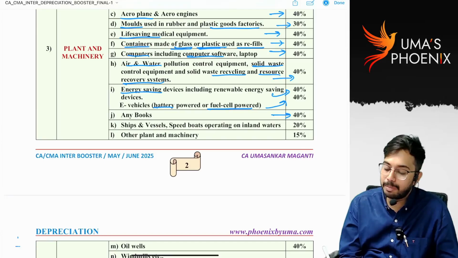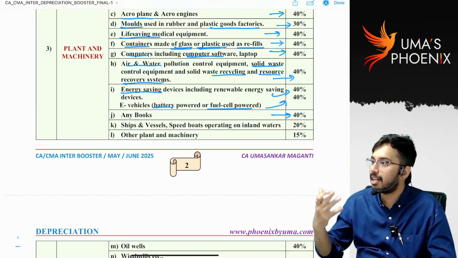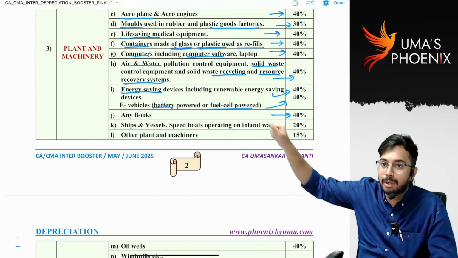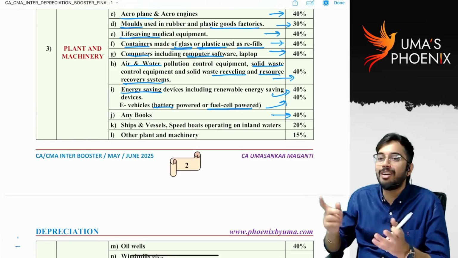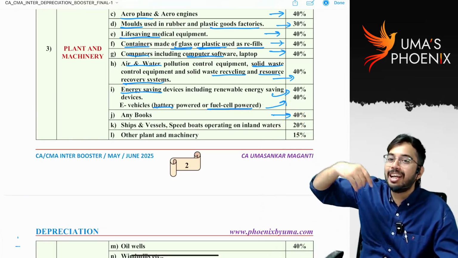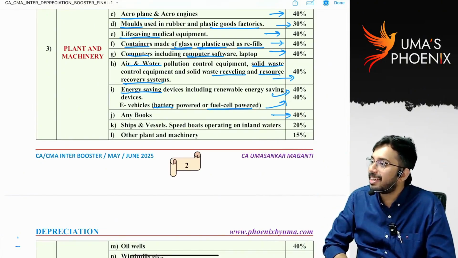Books: the rate of depreciation applicable is 40%. In our profession, our main assets are books. You all will take a photo with your books, right? The moment you qualify CA Inter, you pile all those books, keep your hand over them, take a selfie and upload a status saying CA Inter cleared, correct? So our main assets are books. On books, the rate of depreciation applicable is 40%.